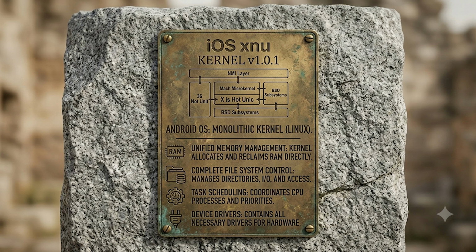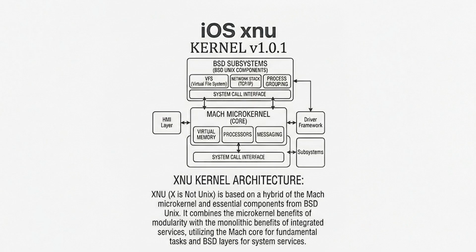iOS, on the other hand, uses the XNU kernel. XNU stands for X is not Unix, and it's based on a hybrid of the Mach microkernel and components from BSD Unix. This hybrid approach keeps the core of the kernel small and modular, while still giving it the performance it needs for demanding tasks.